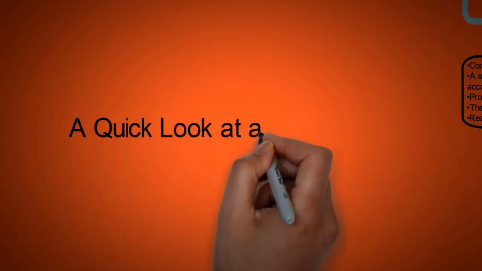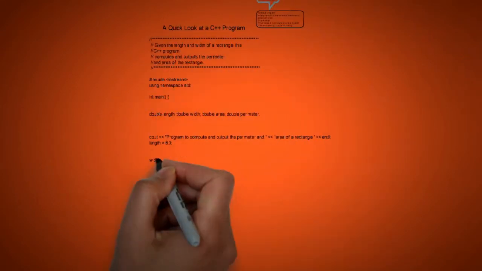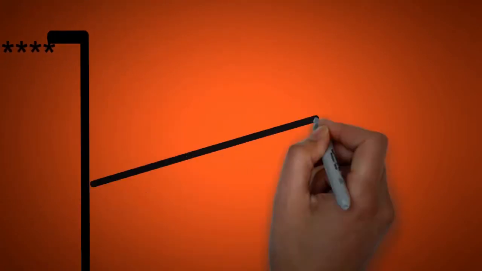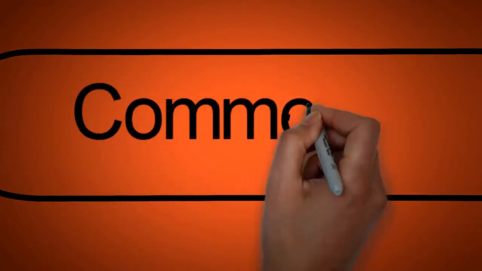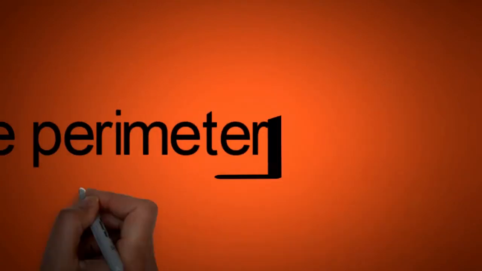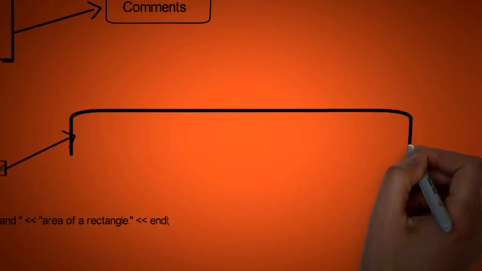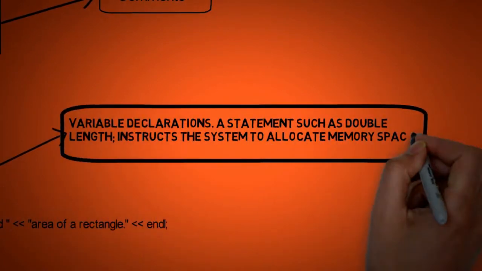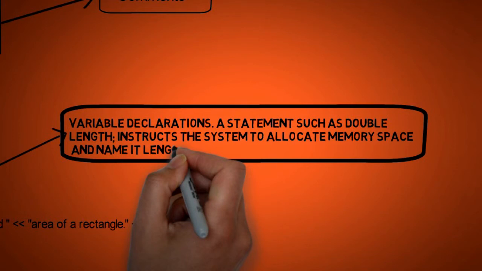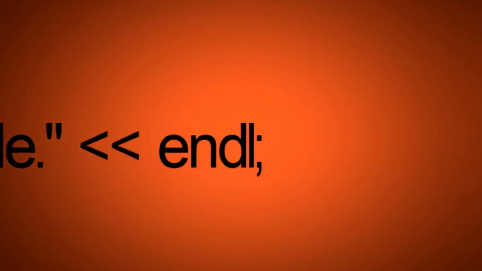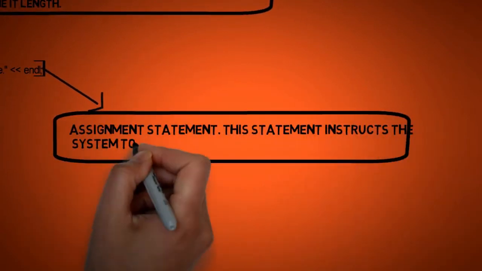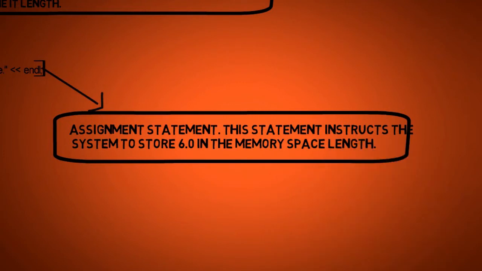A quick look at a C++ program. These are examples of comments. Variable declarations. A statement such as double length instructs the system to allocate memory space and name it length. Assignment statement. This statement instructs the system to store 6.0 in the memory space length.